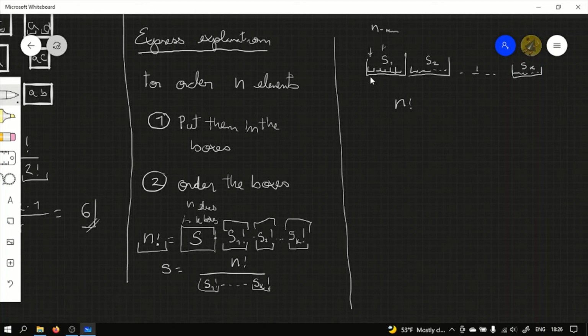But now I don't want to count the order differently, so I have to divide by S1 factorial. So I forget the order of the first box, S2 factorial, I forget the order of the second box, and I go like that until forgetting the order of the k-th box. That is a kind of different explanation than this one, but more or less the same thing. Now, why does this have to do with the formula I showed at the beginning?